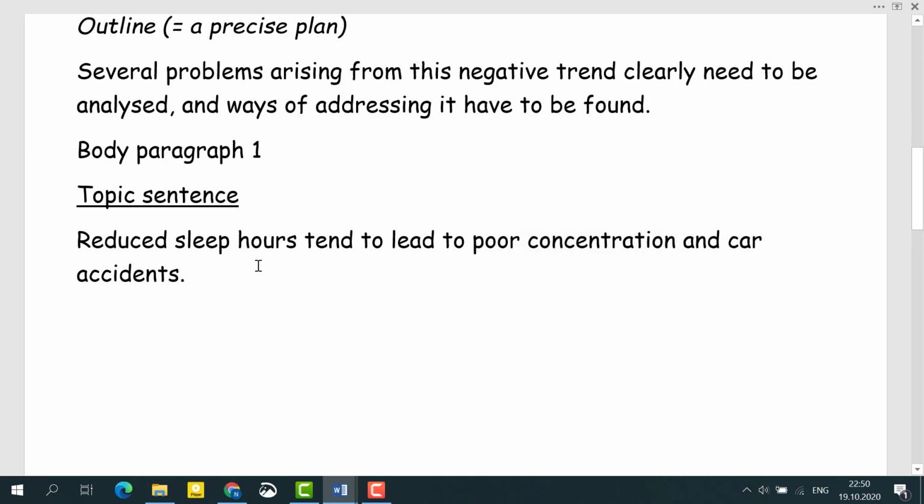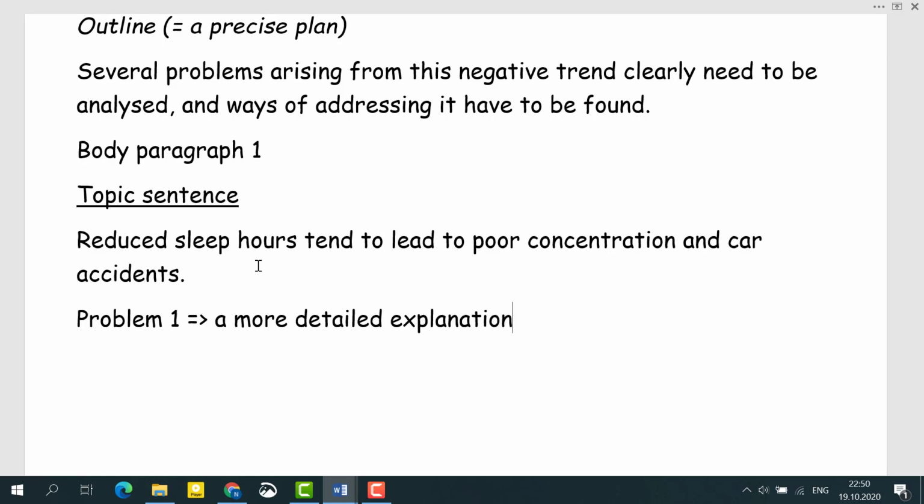Now, how can we do it? Okay, problem 1. Okay, and then more detail. Okay, let's say, probably a more detailed explanation. Okay, now how can we do it? How can we talk about poor concentration? So probably we can write something like this.